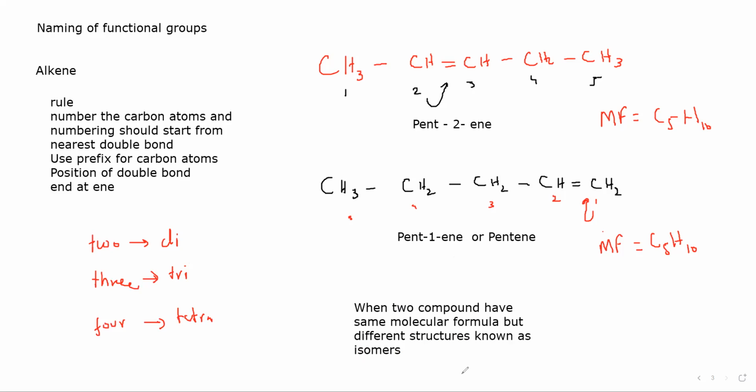Is this example clear? Pent-1-ene and pent-2-ene. Finish writing this, and then I will give another example of a functional group.